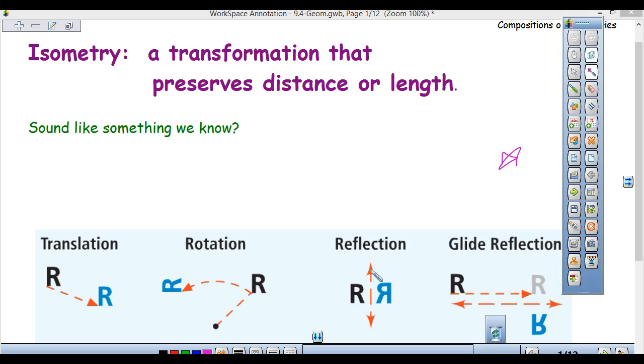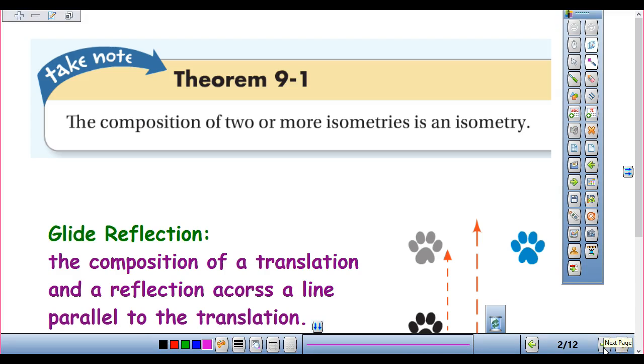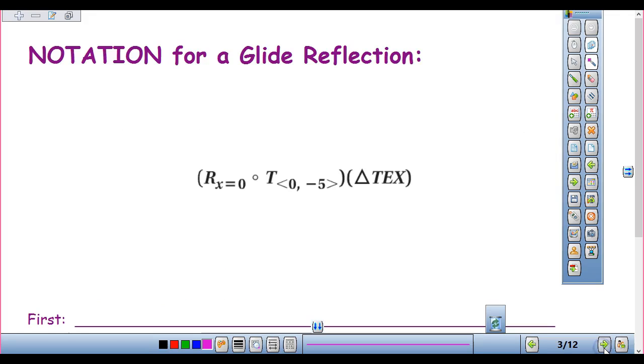It's not super hard. What's going to happen is we slide it, so we're going to translate it first, and then we're going to reflect it over a line. So we just have to do two at one time. This is just called the composition. The biggest thing is the notation.